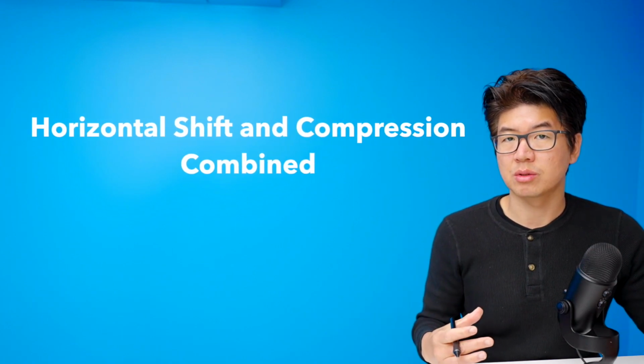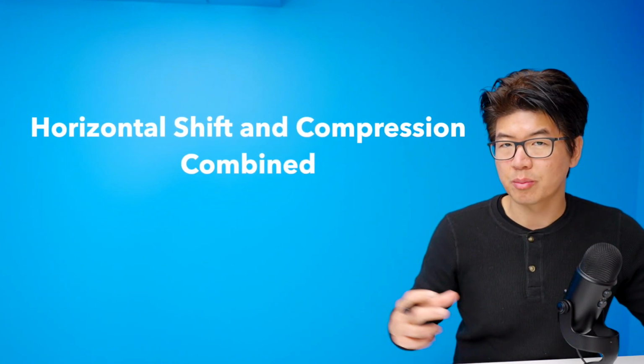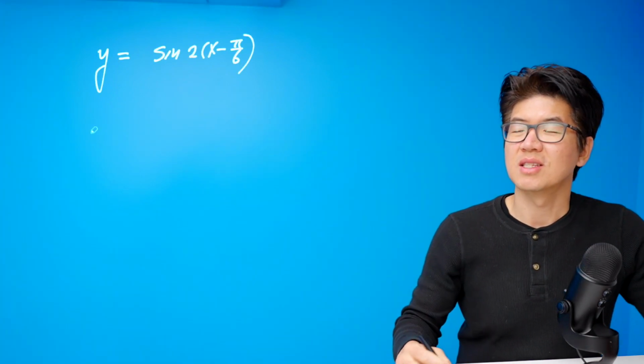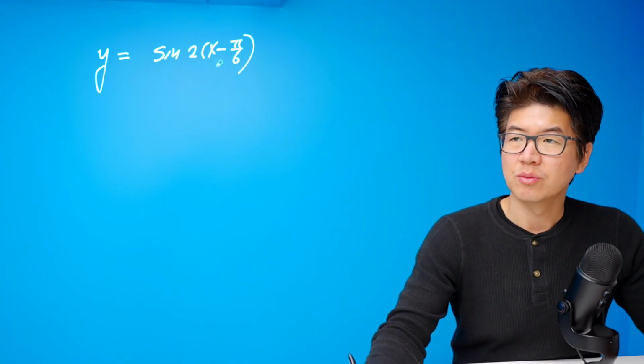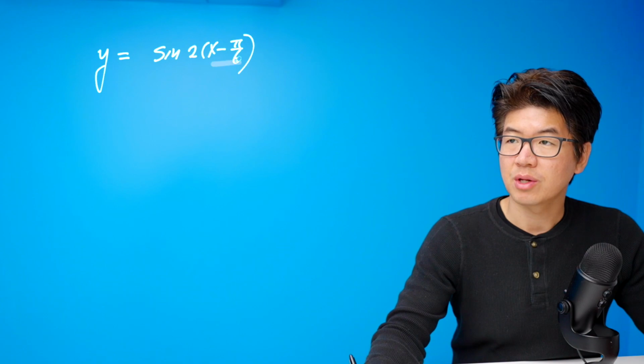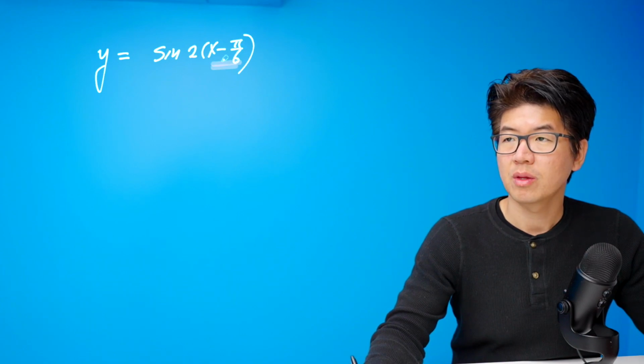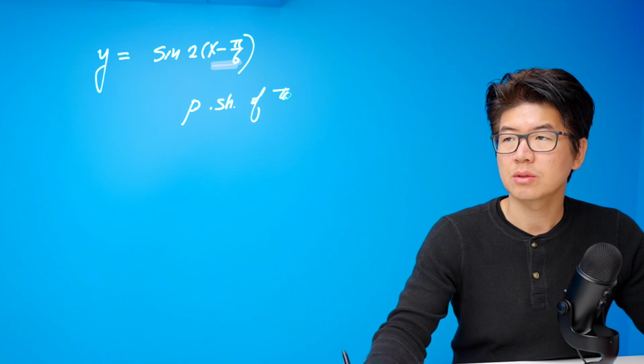Okay, so let's do another example of phase shift, but this time we want to combine it with horizontal compression. All right, let's have a look. So do you recognize it here? This right here is a phase shift of pi over 6 to the right.